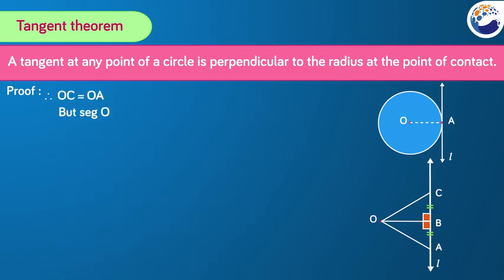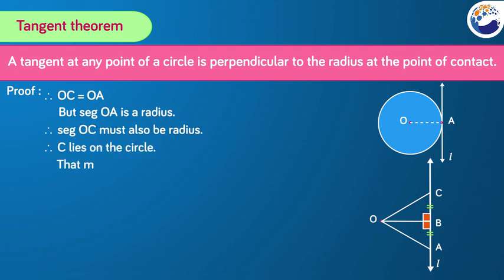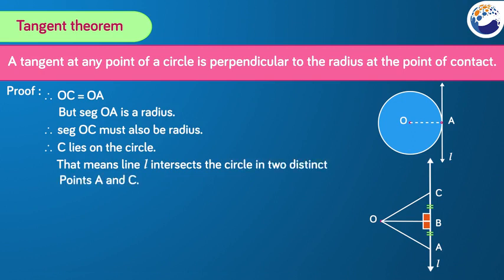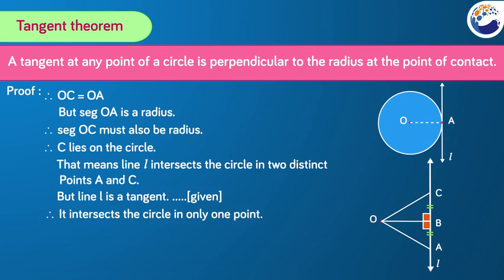But segment OA is a radius. Therefore, segment OC must also be a radius. Therefore, C lies on the circle. That means line L intersects the circle in 2 distinct points A and C. But line L is a tangent, given. Therefore, it intersects the circle in only 1 point.